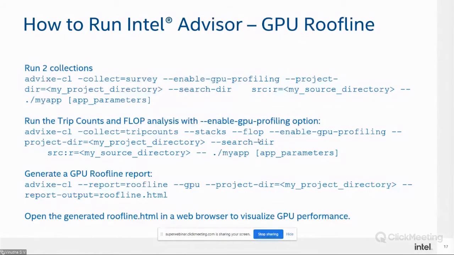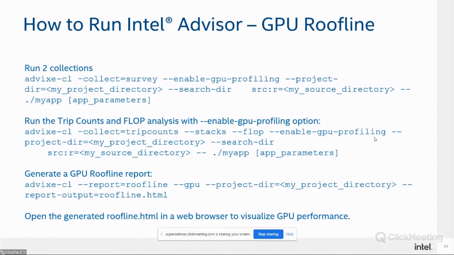Like Offload Advisor, GPU Roofline is also supported in the GUI, and if you're a non-GUI user, the command line is also supported. To get roofline analysis, we will have to complete the survey, trip count and flop analysis. At the end of all these analyses, we will get to see the roofline. But for the GPU roofline, you will have to include a few other flags, and make sure that you have code running on GPU.